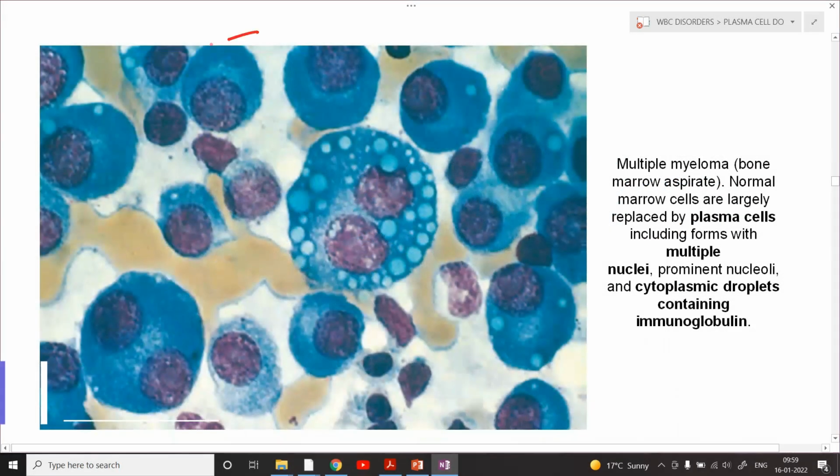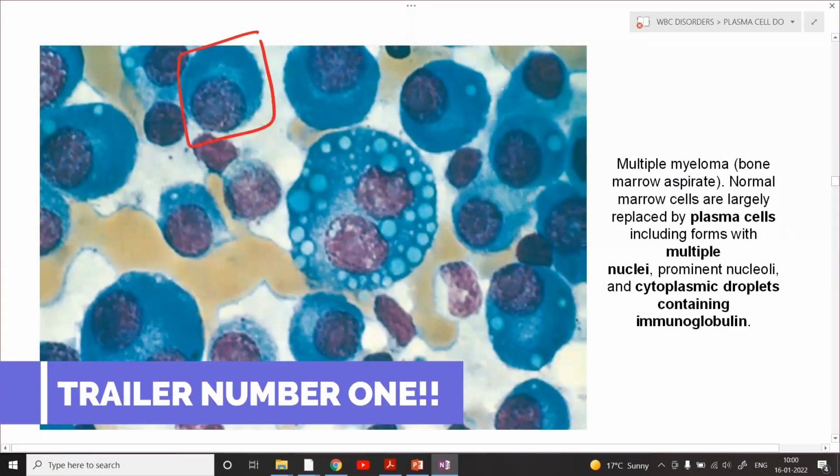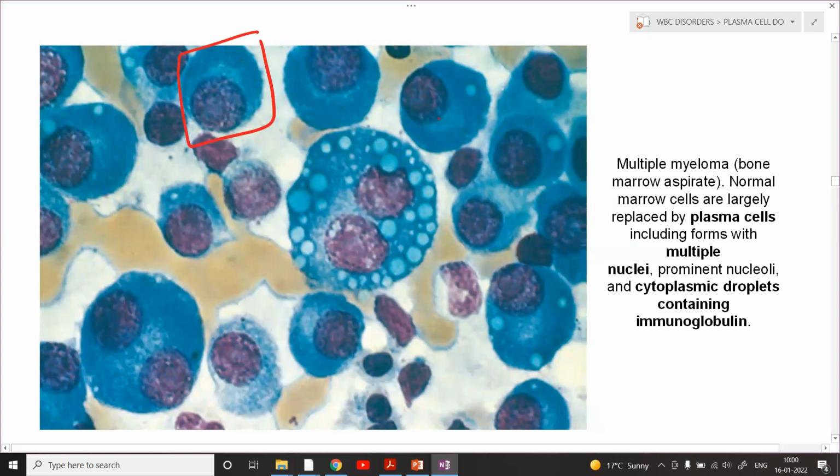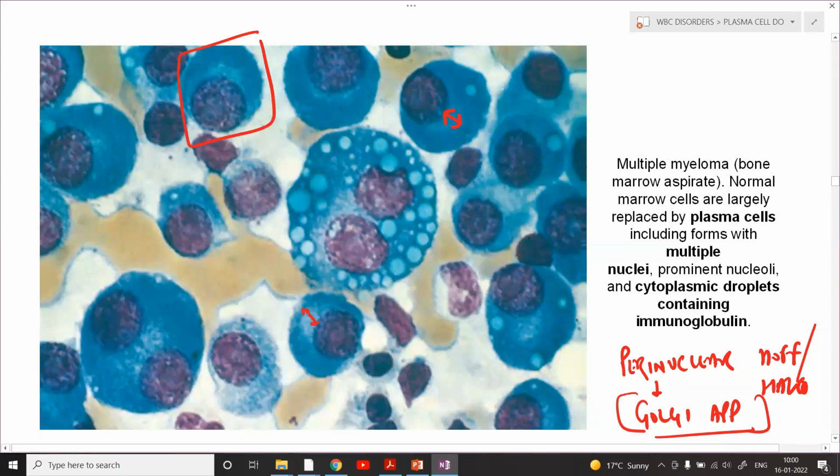Can everyone see this? This is looking like a normal plasma cell. Can you see that all of the plasma cells have a perinuclear clearing, which we call perinuclear halo? Now, can anyone tell me what is the cause of this perinuclear halo? Because of accumulation of Golgi apparatus around the nucleus. This is the cause of the perinuclear halo, and this is normally seen in a plasma cell.